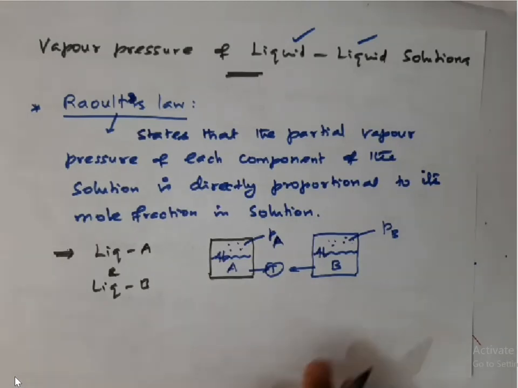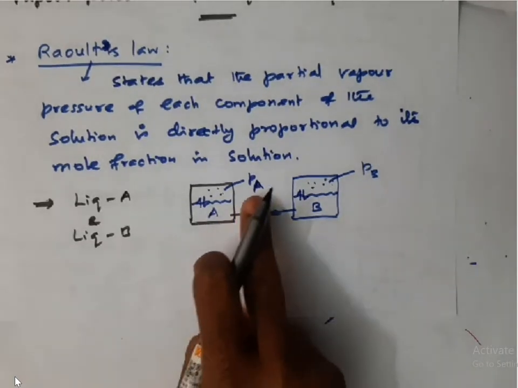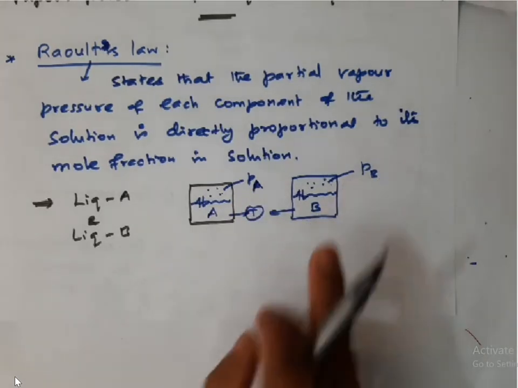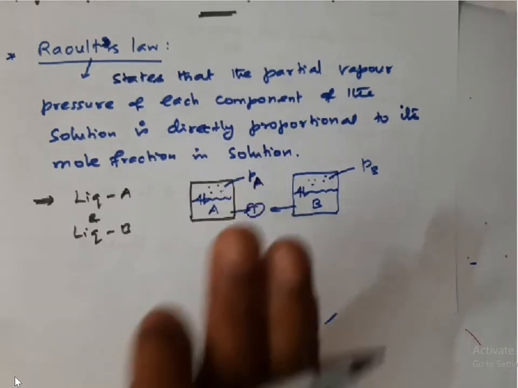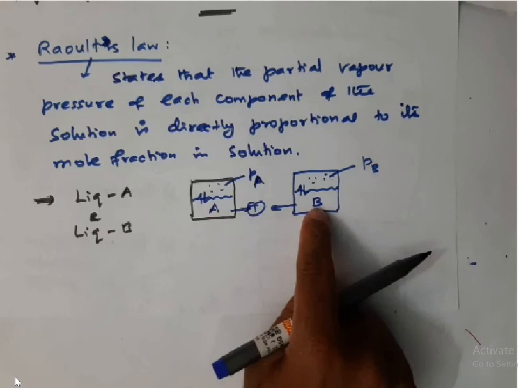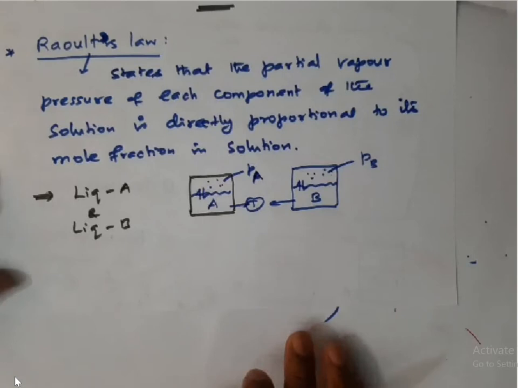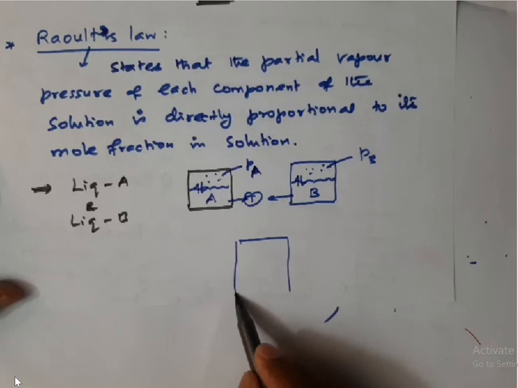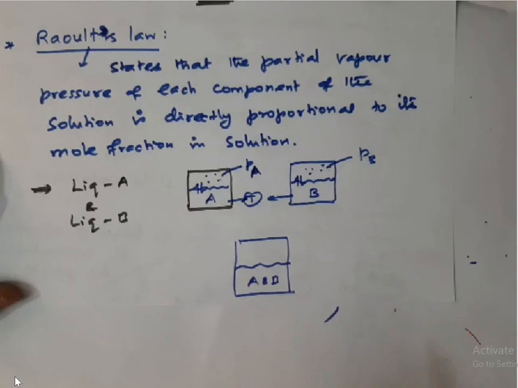Yes, sir. Right, yeah. So I have two liquids. For liquid A, the pressure is PA. For liquid B, the pressure is PB. Students, observe this carefully. This is pure liquid A, so I can call this simply the vapor pressure of A. This is pure liquid B, so PB is called the vapor pressure of B. Now I'm going to mix these two in a container, A and B.